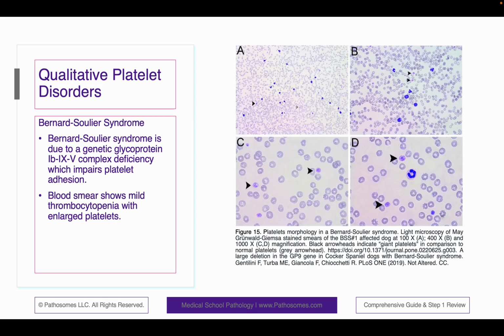Bernard-Soulier Syndrome is due to a genetic glycoprotein 1b-9-5 complex deficiency. 1b-9-5 complex deficiency for Bernard-Soulier Syndrome. Got it? And that deficiency impairs platelet adhesion because the platelets don't interact with von Willebrand factor properly. A blood smear will show enlarged platelets and thrombocytopenia.